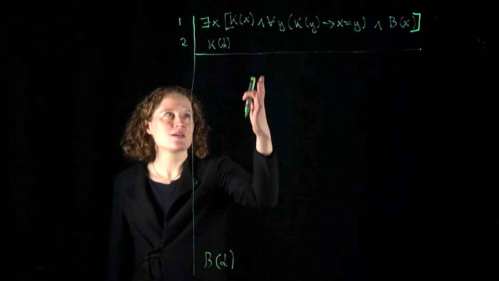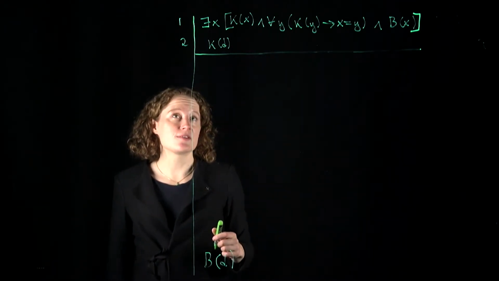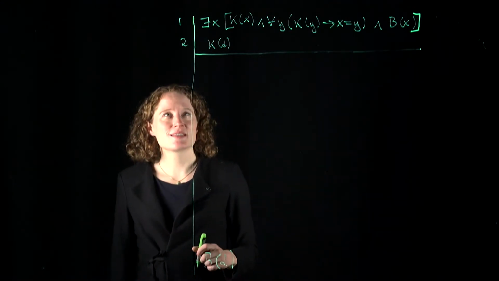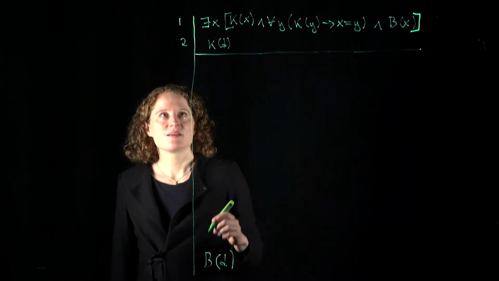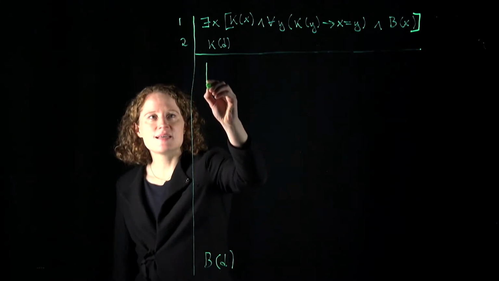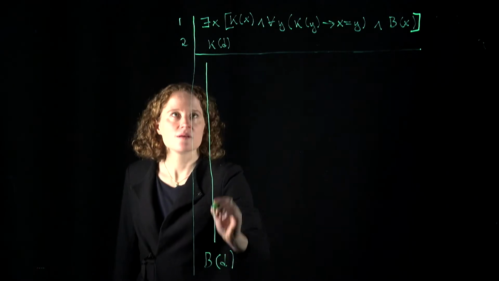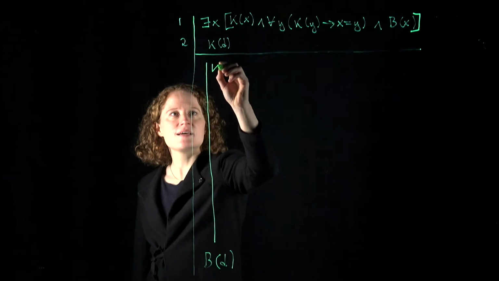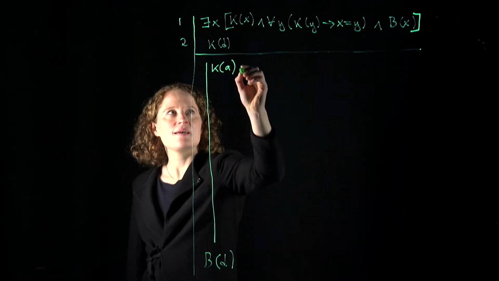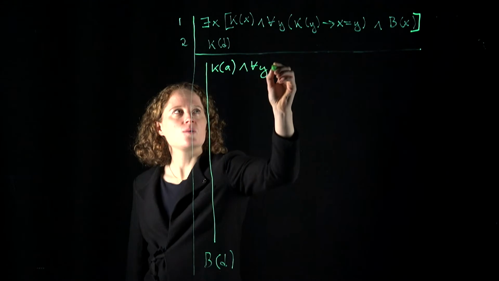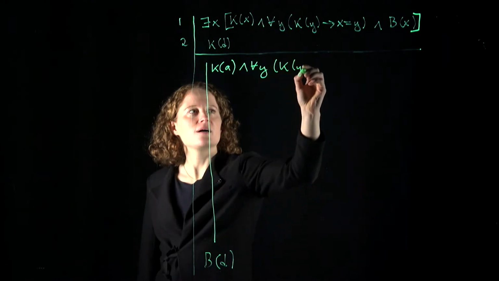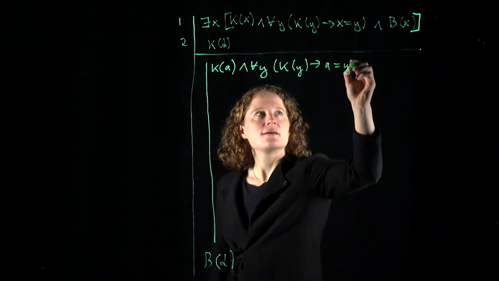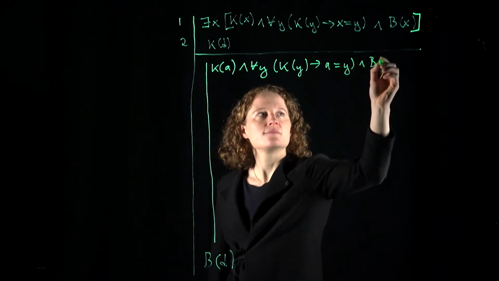So our first premise is an existentially quantified sentence, and I'm going to try to prove my conclusion using existential elimination. Now, how does that work? I set up a subproof. I start my subproof with the assumption that Ka and for all y, if Ky, then a equals y and Ba.